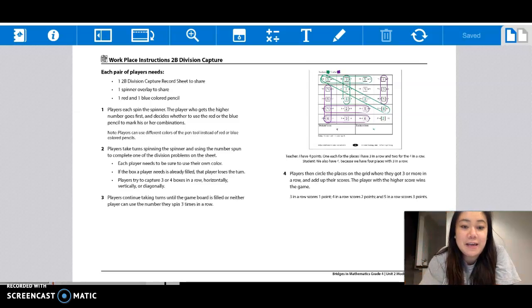I decided to make a video to teach you how to play this game called 2B Division Capture. This one's another fun workplace game. Your goal is to get as many as you can of 3 or 4 in a row, either up and down, left to right, or diagonal. If you have 4 in a row, those are worth 2 points. But if you can get 3 in a row, those are worth 1 point. So let's go ahead and practice playing the game.